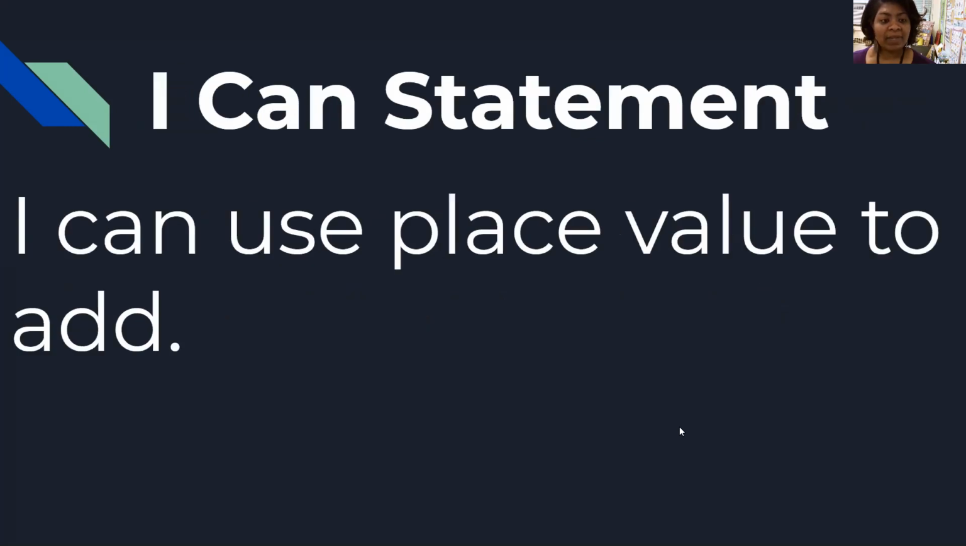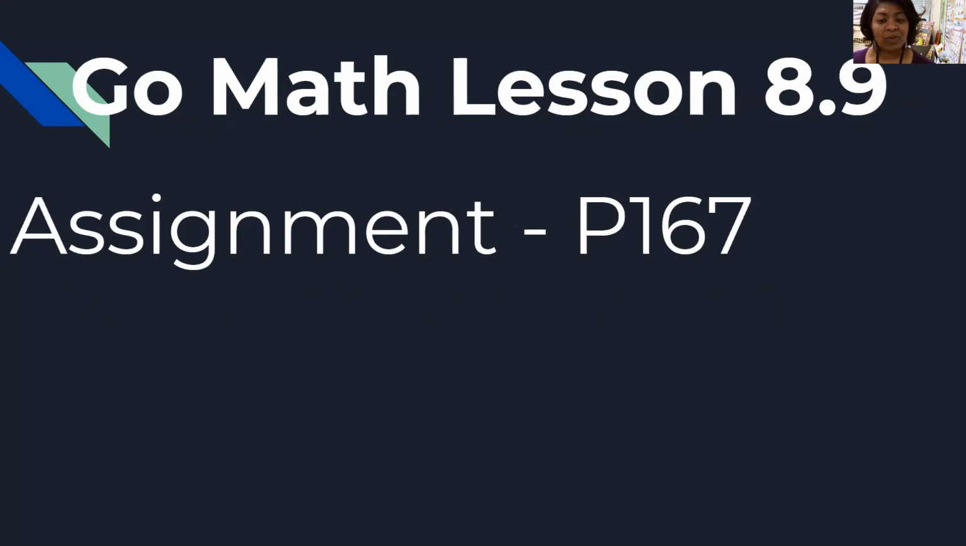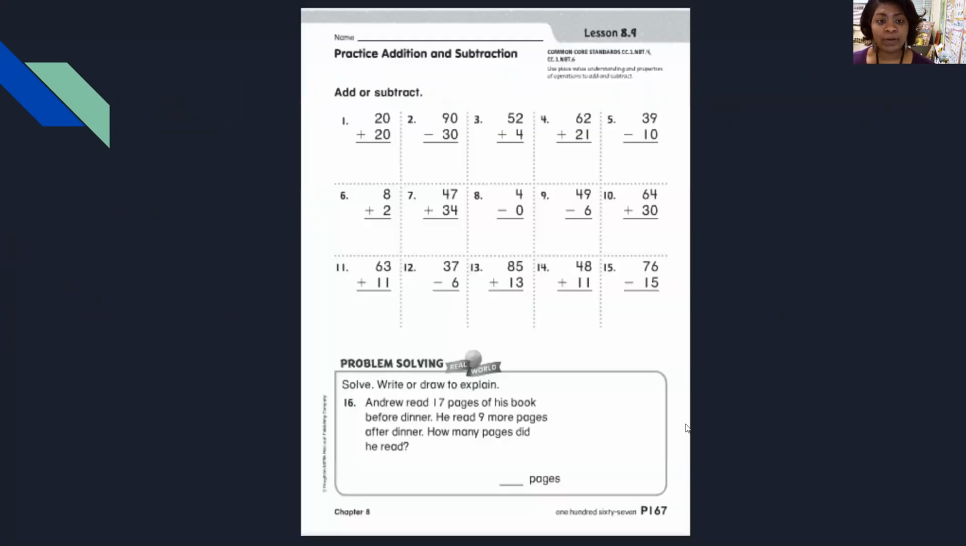Our I can statement is, I can use place value to add. We're going to review Go Math Lesson 8.9, and we're actually going to review assignment P167 in your Go Math Standards Practice book. And this is what it looks like. We're going to be adding or subtracting. We have a few strategies that we can use, and this is where our place value comes into play. So we'll do the first five together.